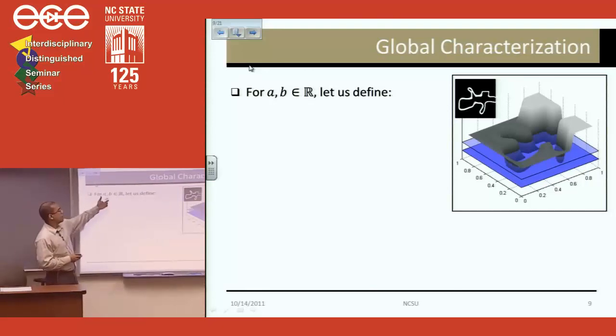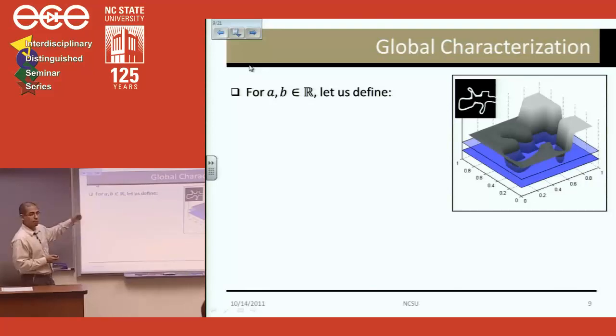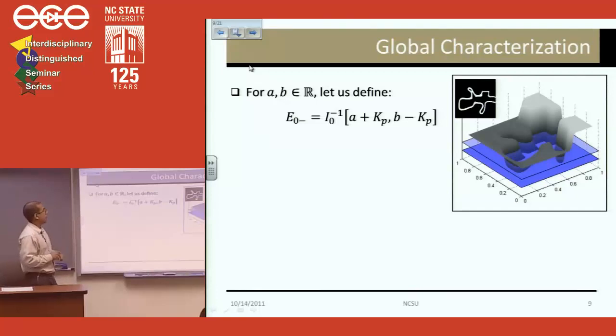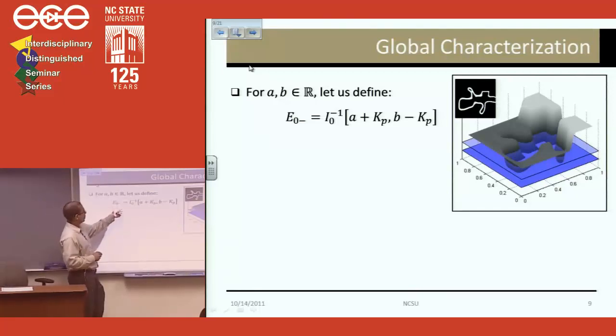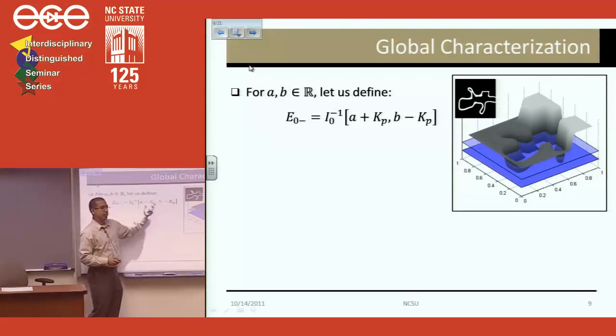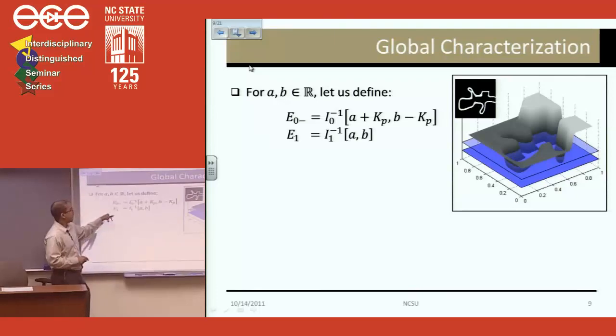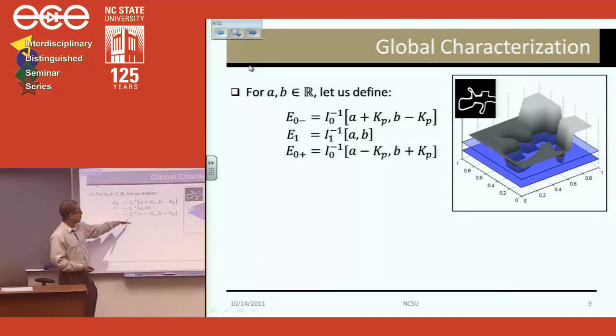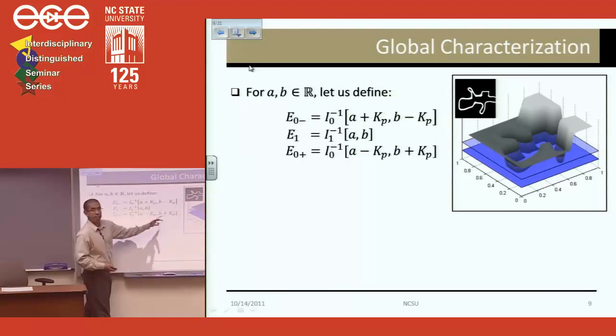So the values A and B are essentially the lower plane value and the upper plane value. For that, I'm going to define 3 particular sets that I can obtain for any given A and B. I can define E0 minus, which is taken from image 0, one of the images that I have. It's the inverse of that particular set, so anything between those two planes. Then E1, which is similar, but taken now from image 1. And then we're going to have E0 plus, which is similar as before, but contains a different interval.